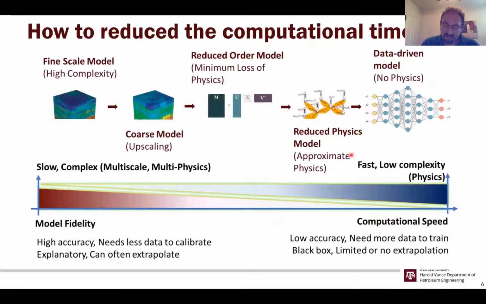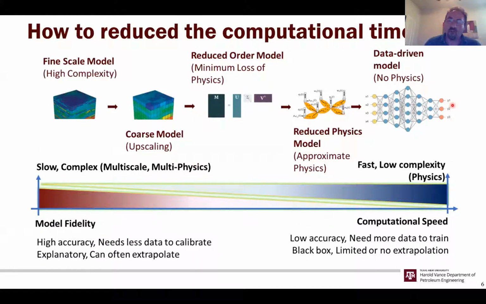So as I mentioned, reservoir simulation is hard, right? And we want to come up with a proxy for that purpose so that we can fit into this closed loop reservoir management, right? We looked at many things in the past few years, going from fine scale simulation, how we can get better, faster simulation, all the way to data-driven models. Okay, and of course, there's always a trade-off between computational speed and model fidelity.